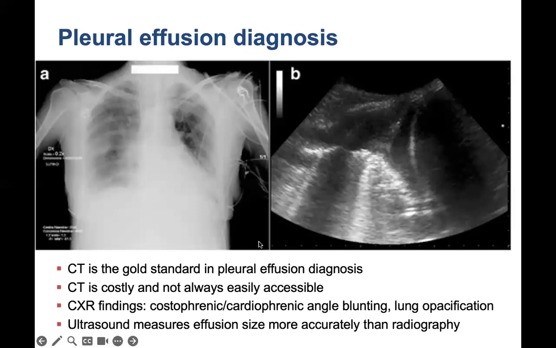Here is a chest x-ray showing a pleural effusion and an ultrasound. Of course, CT is the gold standard in pleural effusion diagnosis, but it's costly. It's not always easily accessible. Chest x-ray findings will show here the costophrenic and cardiophrenic blunting and lung opacification, but ultrasound is actually shown to measure the effusion size much more accurately than radiography.